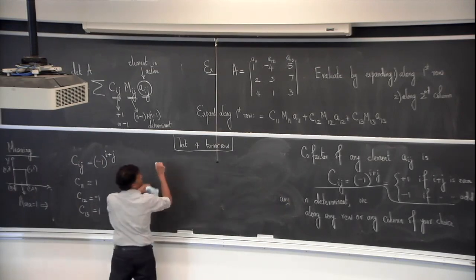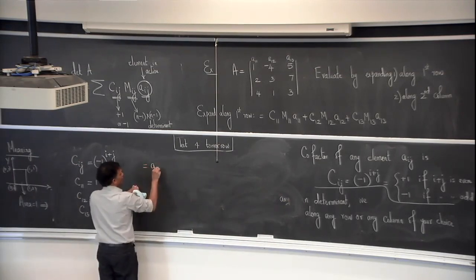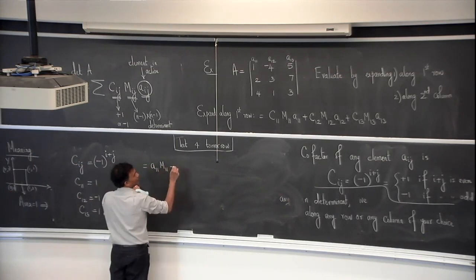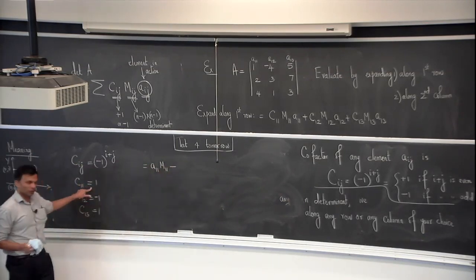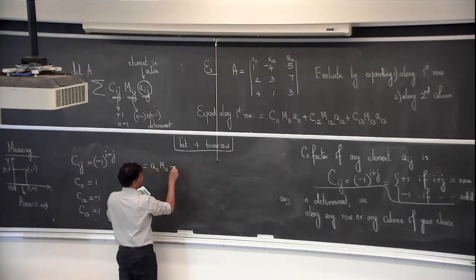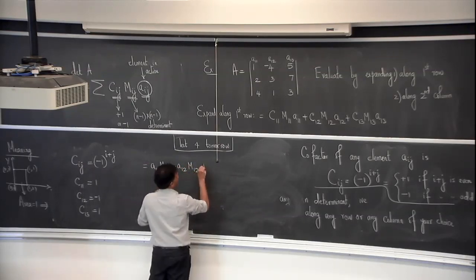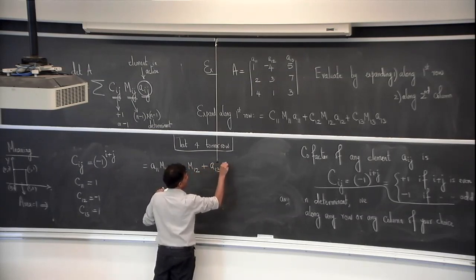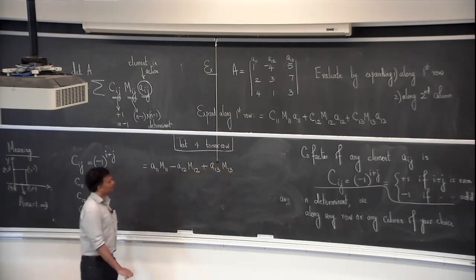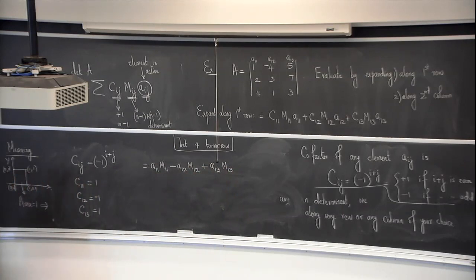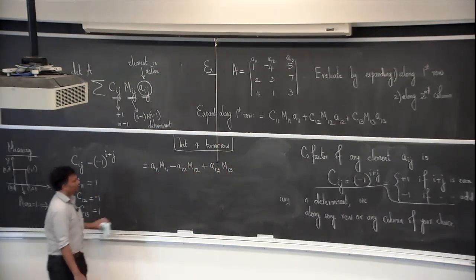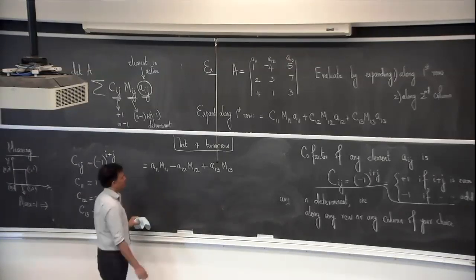So we can write this as A11 times M11. That's because C11 is +1, no change. Then you have this middle one, which is minus A12 times M12, plus A13 times M13. So you can get rid of that cofactor thing as soon as you get started. Just alternate the sign starting from where you are, in this particular case.